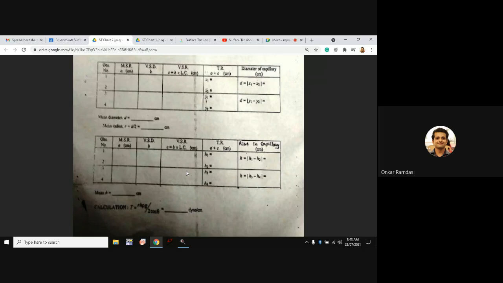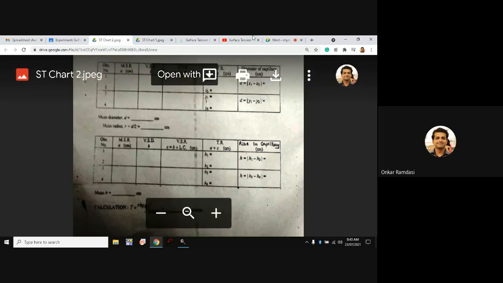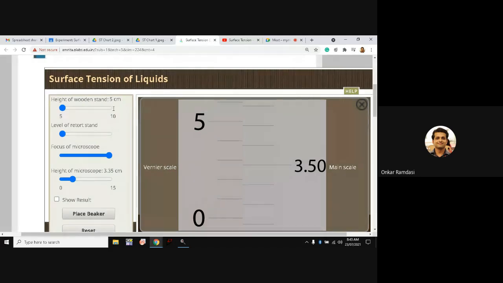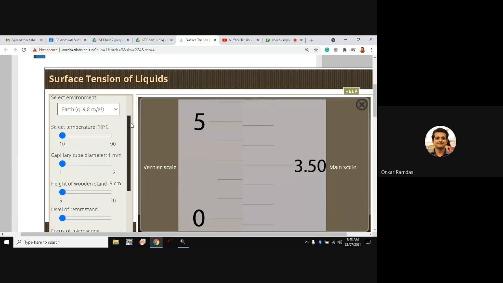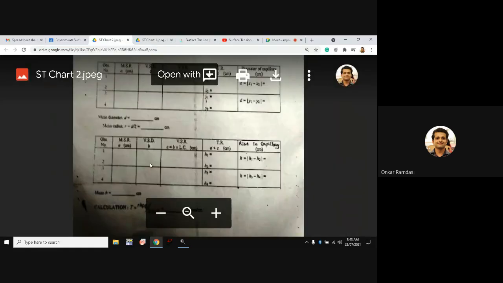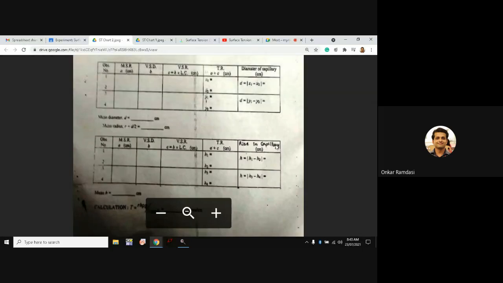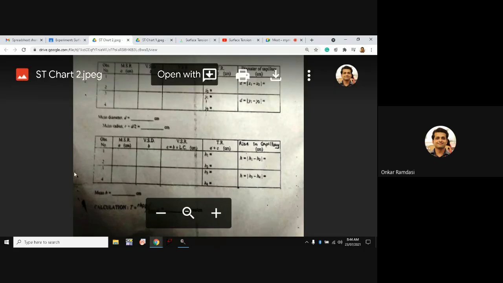R, the capillary tube diameter, is fixed, which we have kept fixed in the experiment. Let me check the value. You can see the capillary tube diameter is 1 mm. Now we want the radius, so the radius will be 0.5 mm. So my R is 0.5 mm. It is fixed. H is whatever difference you have got. Rho, the density of water, is 1. G is 980 centimeter per second square, and upon 2 because theta is 0 and cos 0 is 1.